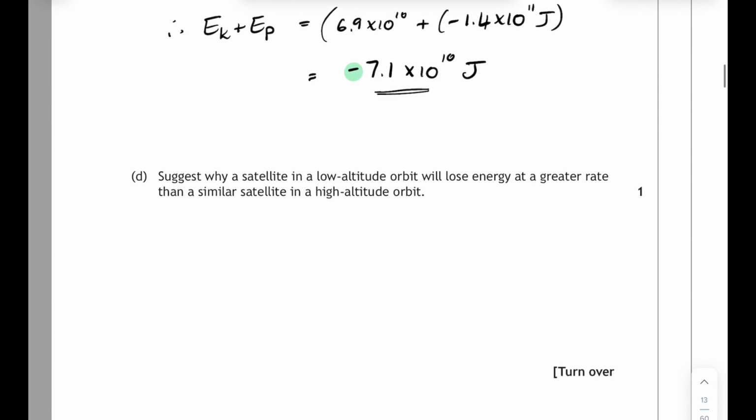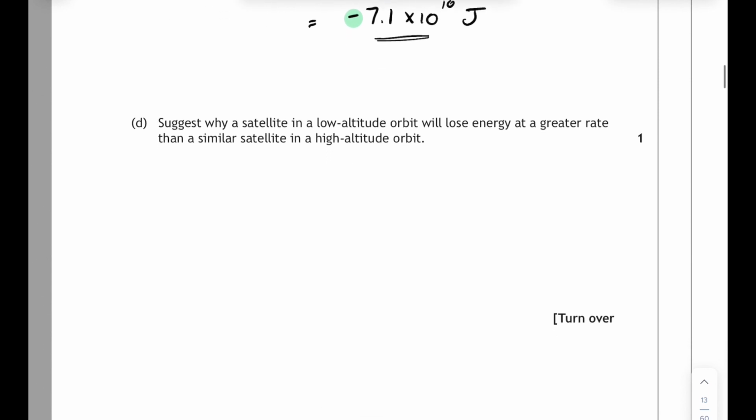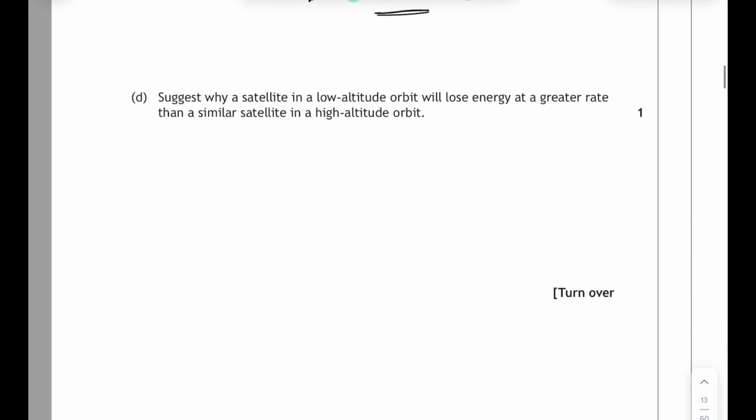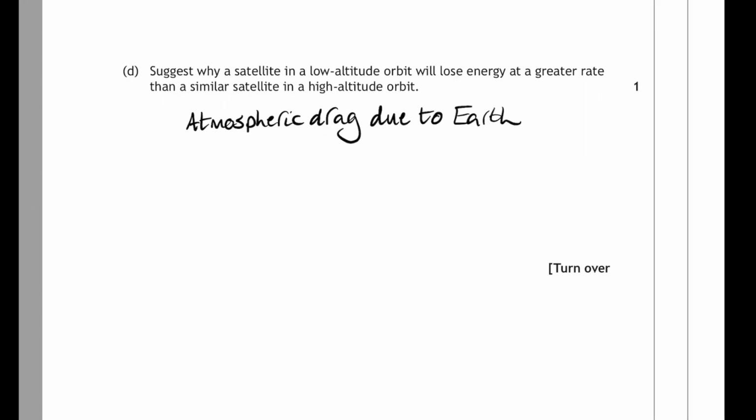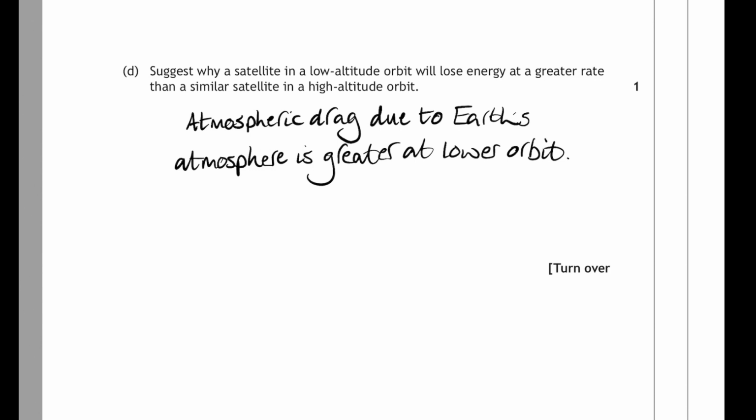Okay, final bit, part D. Suggest why a satellite in a low altitude orbit will lose energy at a greater rate than a similar satellite in a high altitude orbit. Well, there will be atmospheric drag due to the Earth's atmosphere, and that will be greater at a lower orbit.